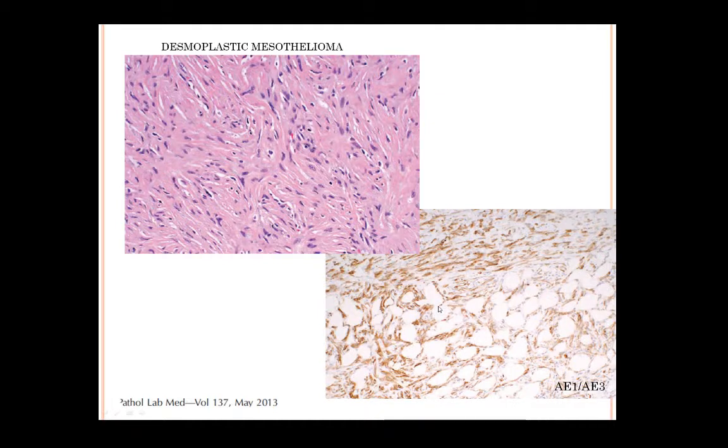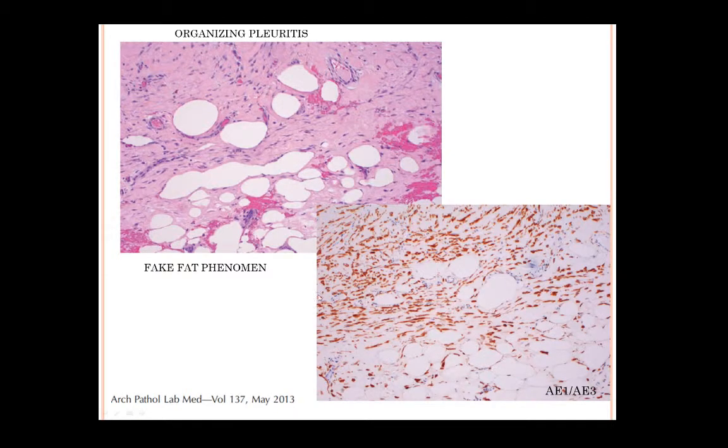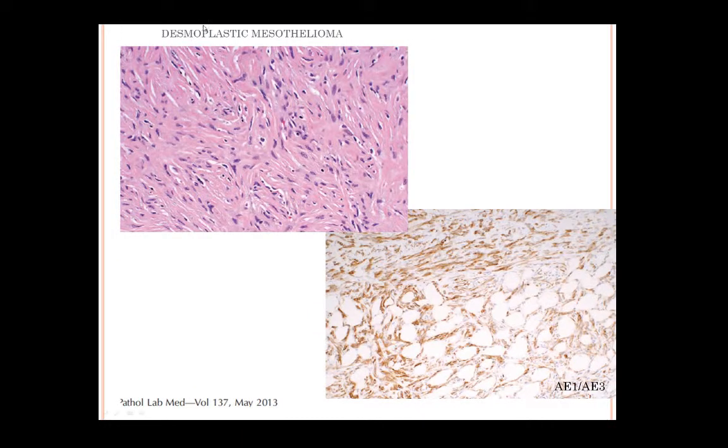However, care must be taken to make sure that the spaces that we see and look like fat are real fat, because sometimes in late organizing pleuritis we can have fat-like spaces with cytokeratin positive cells between them. However, these are not real fat. These are called fake fat, and in fact it's a tissue processing artifact. And the differentiation from desmoplastic mesothelioma is based on tissue invasion into the fat.